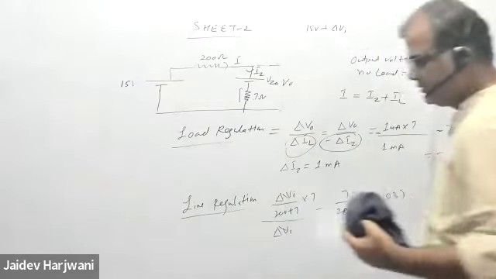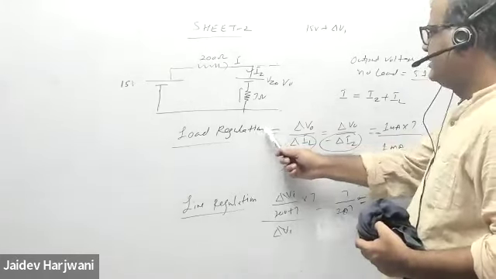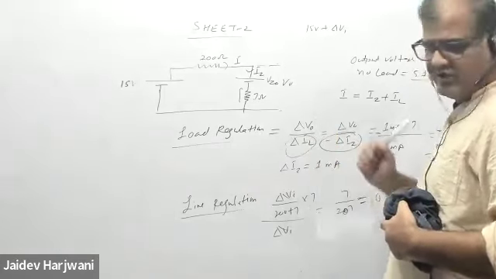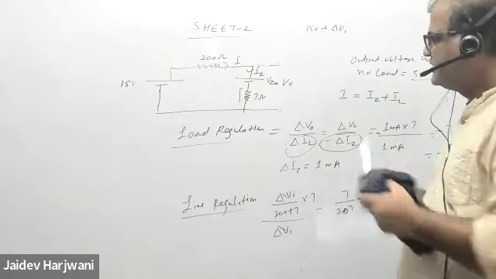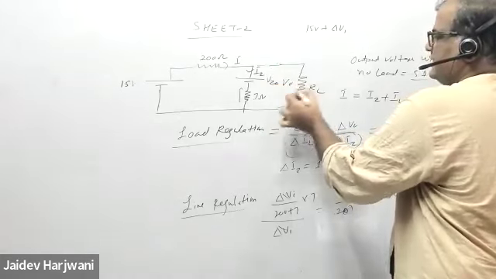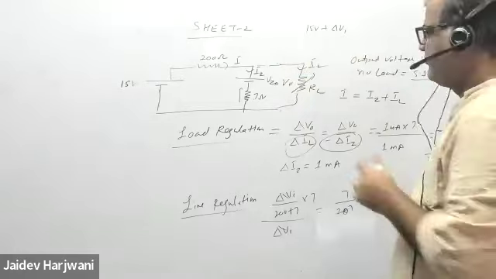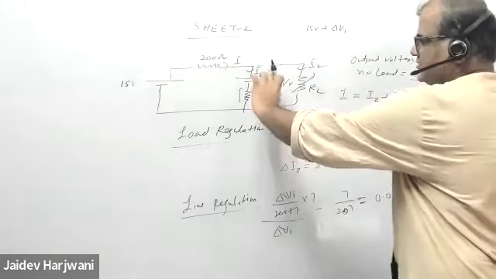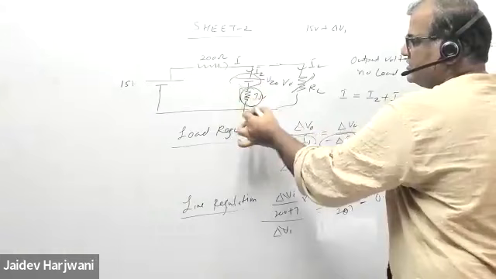Sir, please do the load regulation one also. Load regulation is the change in the output voltage with the change of load current, and load current changes with the load resistance. If you change the load resistance, IL changes. If IL changes, IZ changes, and if IZ changes, this total voltage will change. This is fixed, but since current is changing here, this voltage will change.